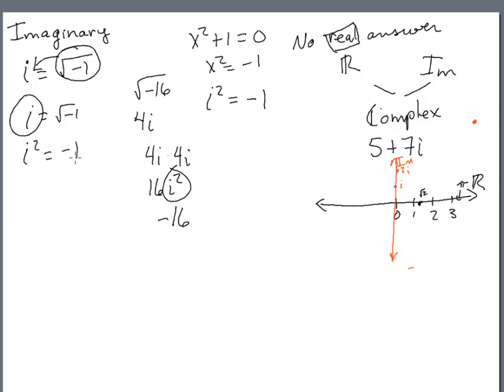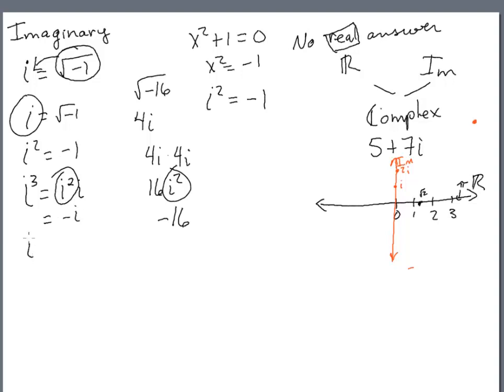So i squared is negative 1. This also means you would never, ever have a power of i bigger than 2. For if you did, like this, somebody gives you i cubed. What is i cubed? Well, that's going to be i times i times i, or i squared times i. What's i squared? Negative 1.